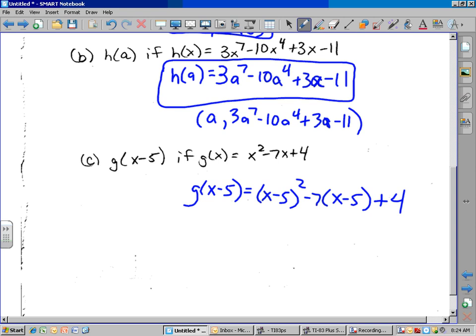That is correct. Okay, wherever you see an x, this whole thing goes. So, the quantity of x minus 5 squared minus 7 times the quantity x minus 5 plus 4. Can we leave it like that? Oh, you could, but that's not good form. All right, so we should multiply this out. So what does x minus 5 quantity squared mean? Well, it means x minus 5 times x minus 5. We can distribute the -7.